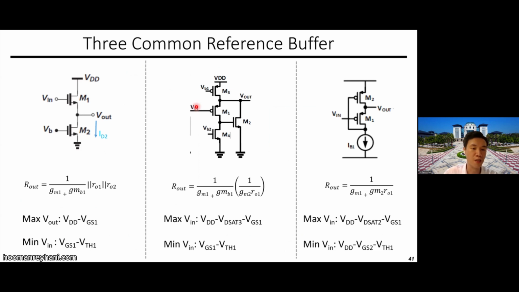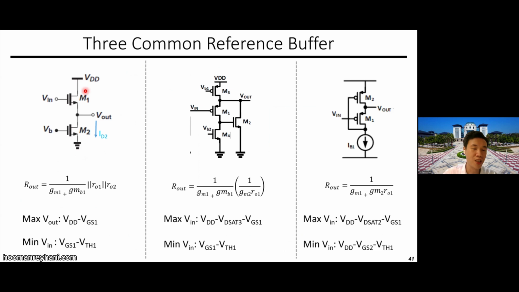Here I just list a few reference buffer architectures. One is the regular source follower, another is the super source follower, and the last one is the flipped around source follower. Due to the time limitation, please forgive me, I can only briefly overview what that actually does.